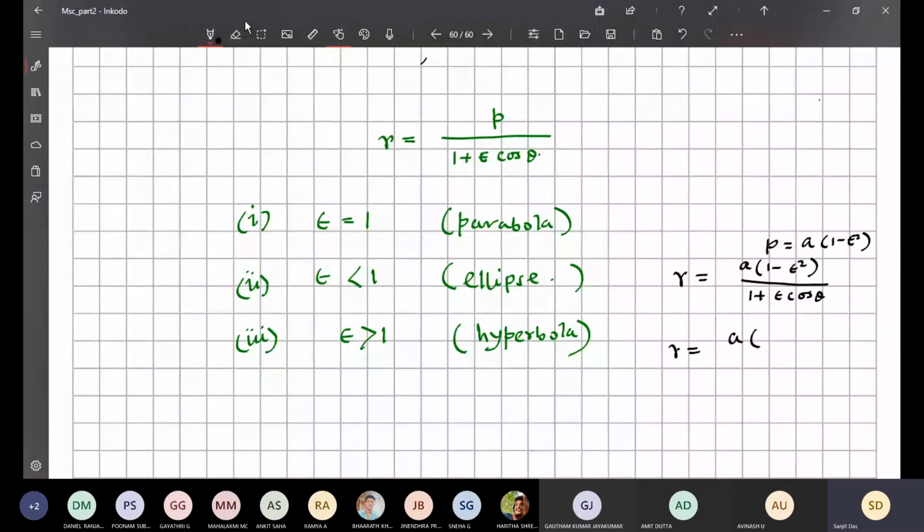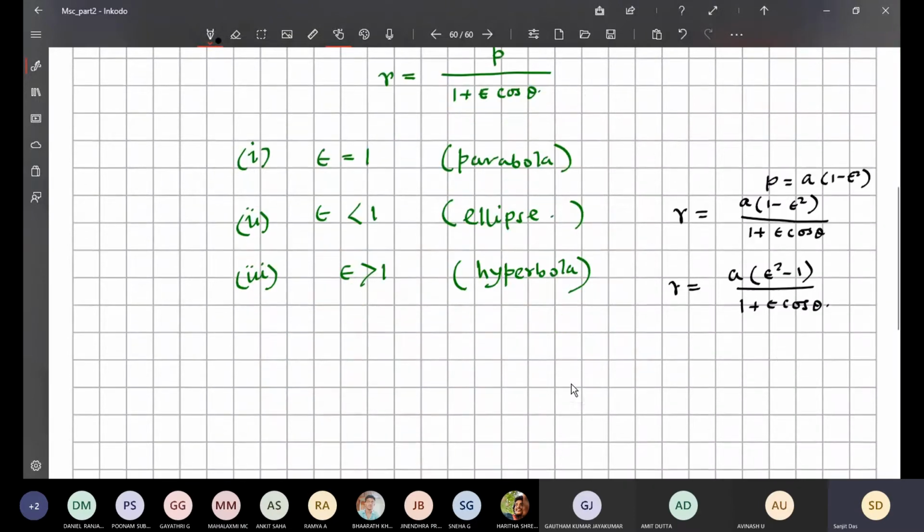Now for epsilon greater than 1, I can write another formula: a(epsilon square minus 1) over 1 plus epsilon cosine theta. You can easily understand, when epsilon is less than 1, I write 1 minus epsilon square, so it makes sense. And when epsilon is greater than 1, I write epsilon square minus 1. Good. These are trivial things, not very difficult.